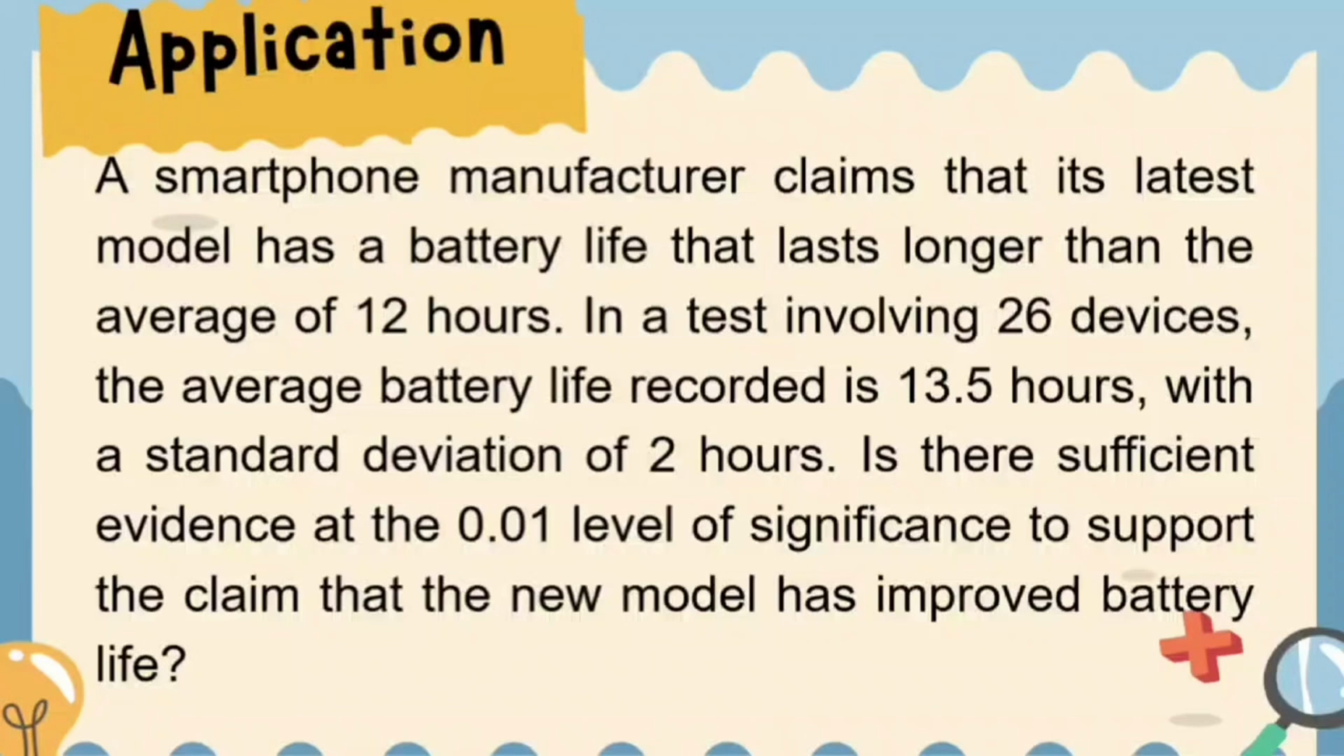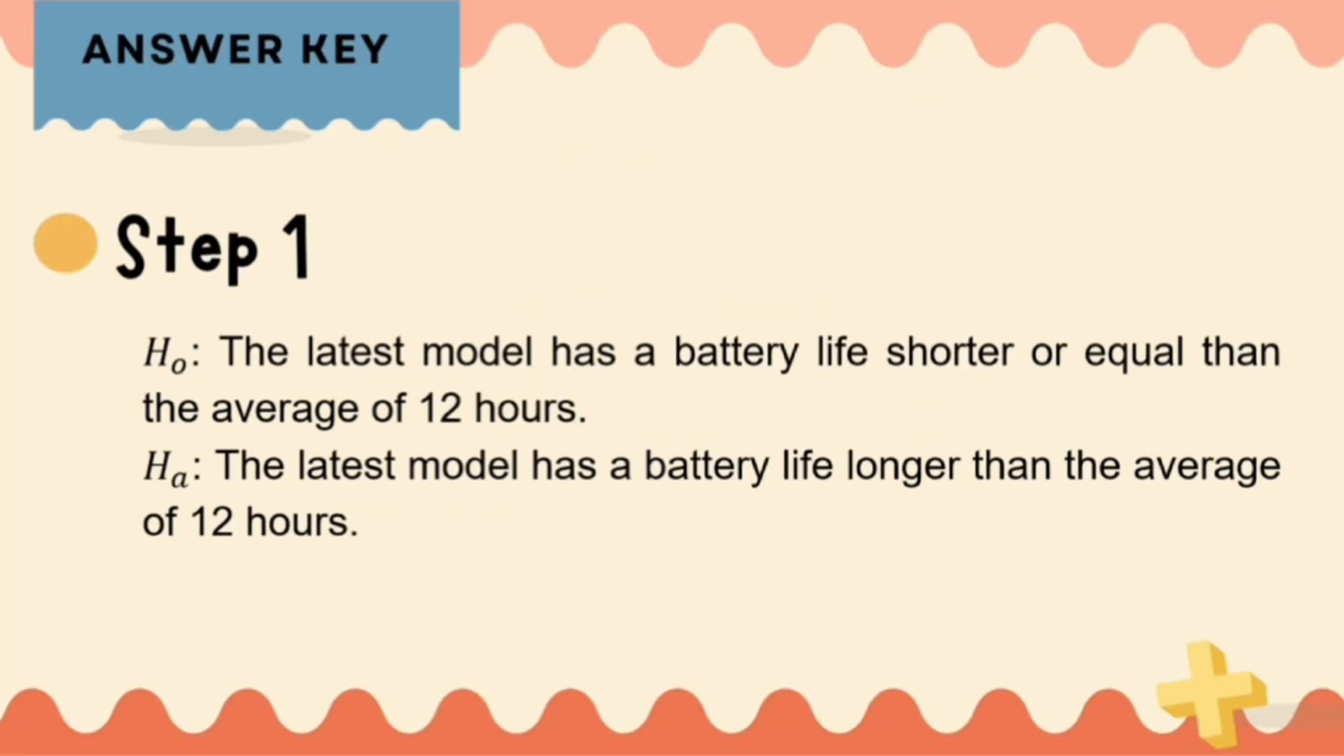A smartphone manufacturer claims that its latest model has a battery life that lasts longer than the average of 12 hours. In a test involving 26 devices, the average battery life recorded is 13.5 hours, with a standard deviation of 2 hours. Is there sufficient evidence at the 0.01 level of significance to support the claim that the new model has improved battery life? Step 1.